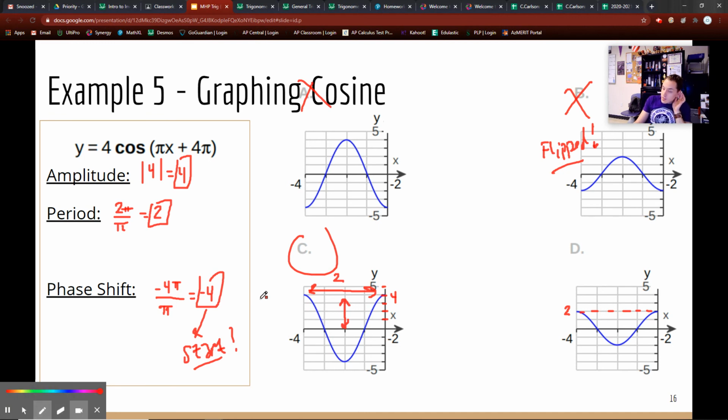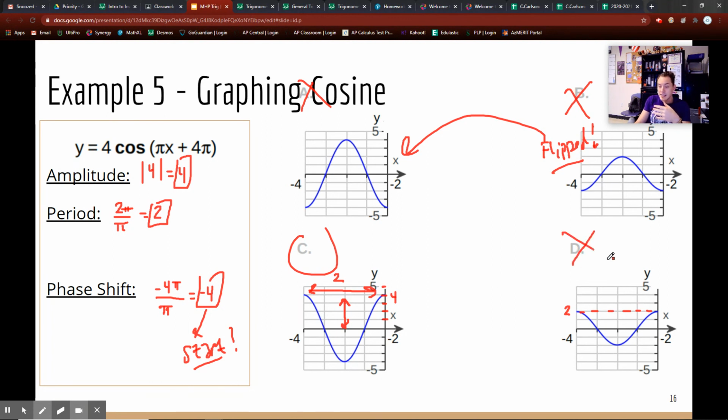Okay, so this one is kind of hard. The reason why it was hard is because you had to really pay attention to the units of the graph. Okay, so right here, amplitude is 4, period is 2. Don't forget the built-in negative, so that's opposite. Negative 4 pi all over pi gives you negative 4, and that's where you start. Now, all of them start at negative 4, so your phase shift doesn't really help. But because the amplitude is positive, these are both flipped, so it can't be that automatically, which means you're really stuck with D or C.